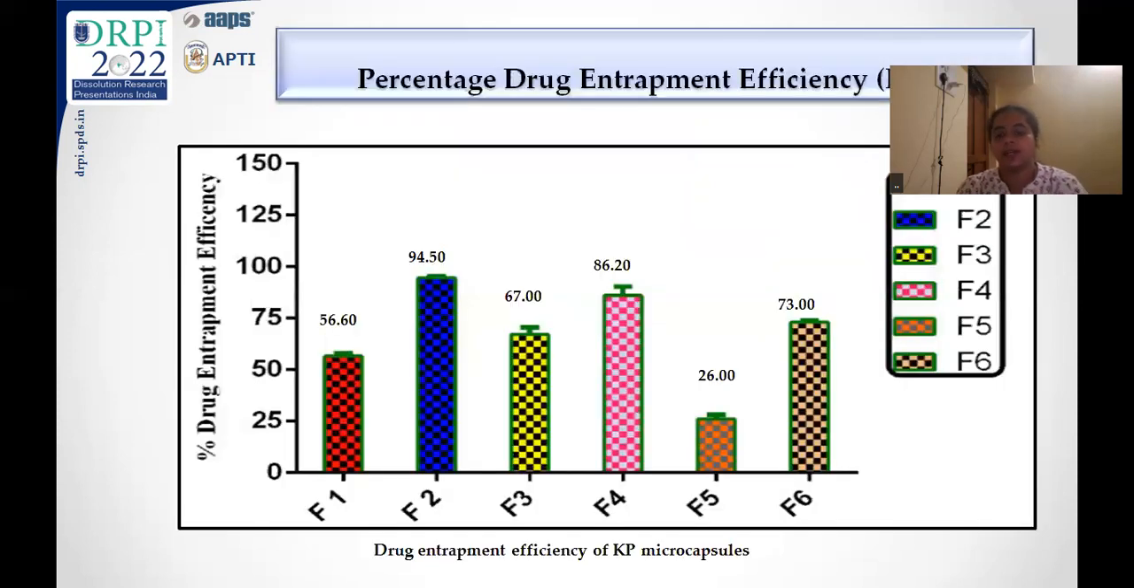The next was percentage drug entrapment efficiency. It was observed that the entrapment efficiency increased with the increase in the polymer concentrations. Hence, it can be inferred that there is proper distribution of ketoprofen in the microcapsules, and the F2 formulation showed the entrapment efficiency of 94.5%.